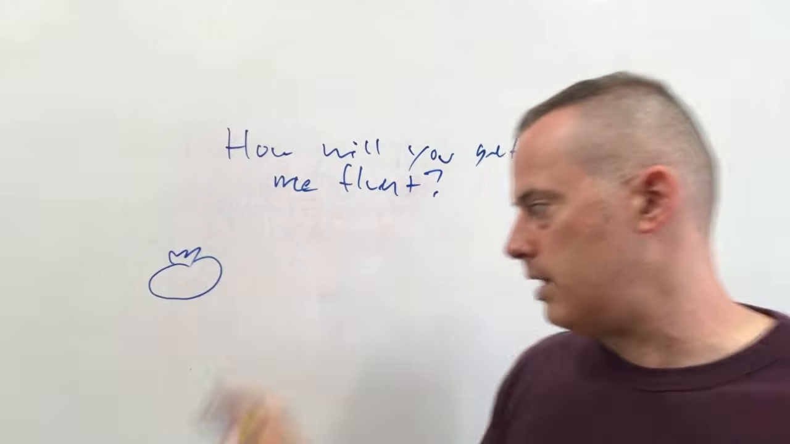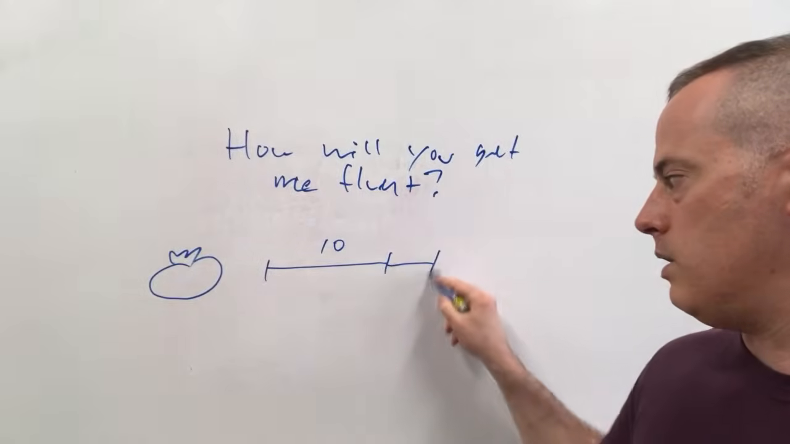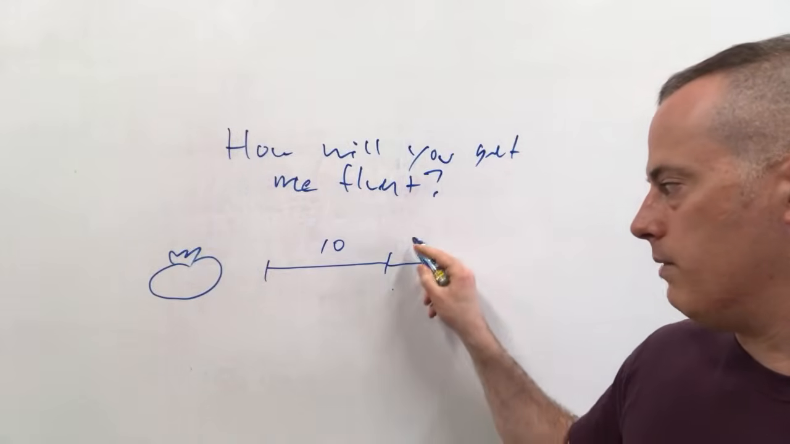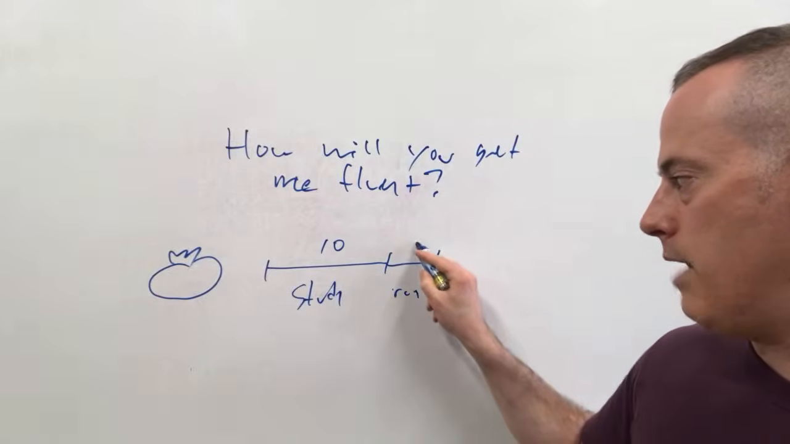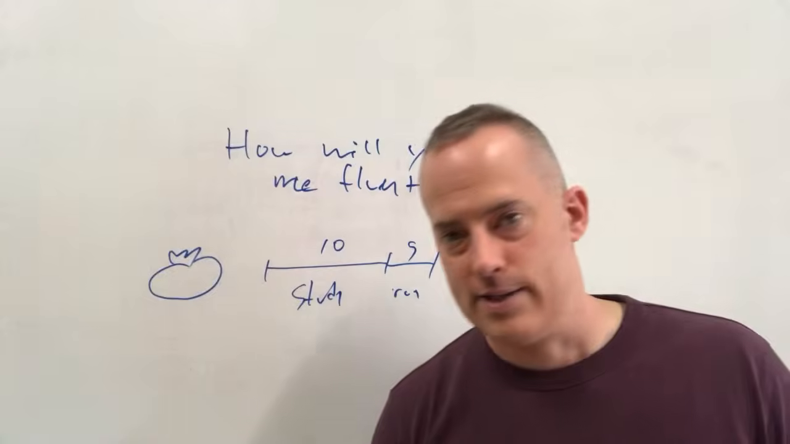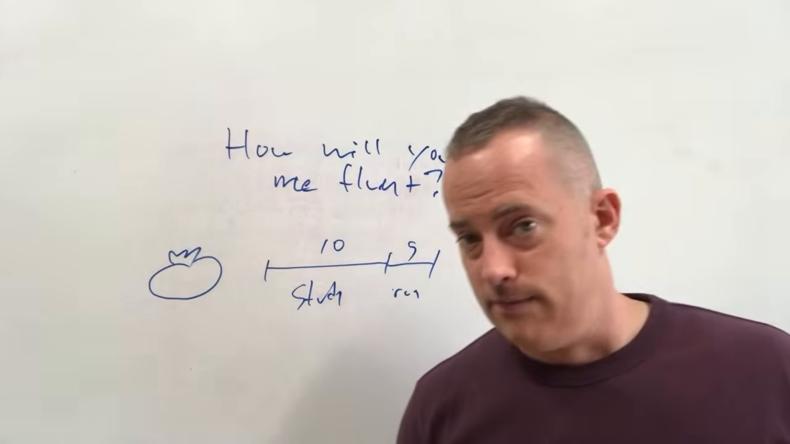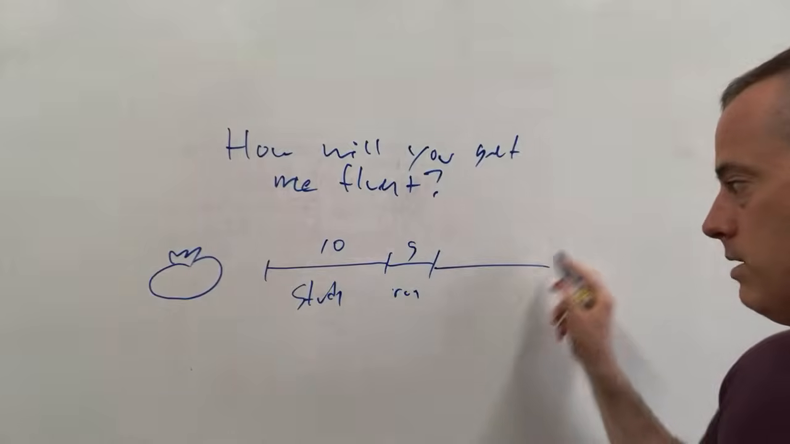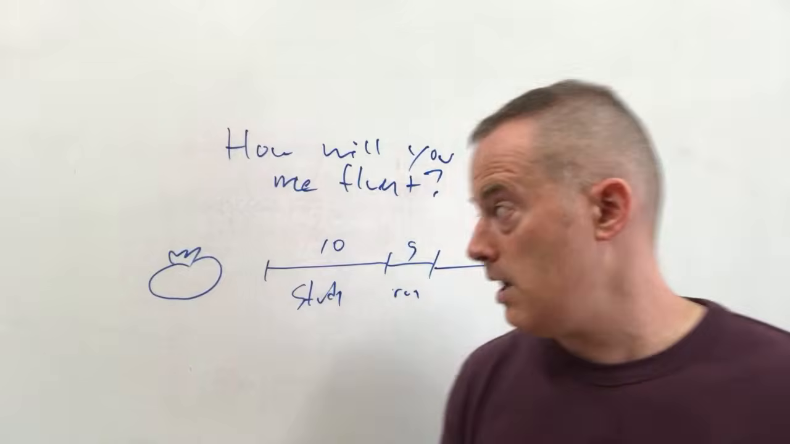The tomato technique, where you will study for 10 minutes, and then you will go outside and run for 5 minutes. That's my technique. So you study for 10 minutes, then you run outside for 5 minutes, and then you just repeat this again and again. What do you think about that? Would that answer your question?